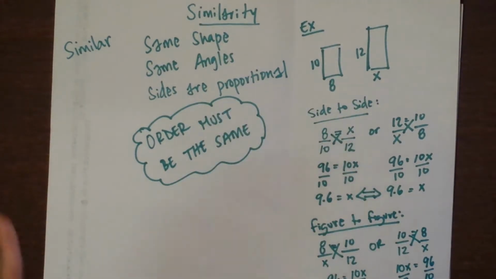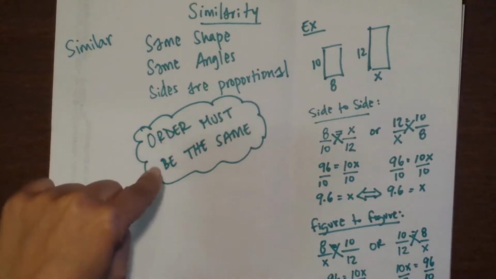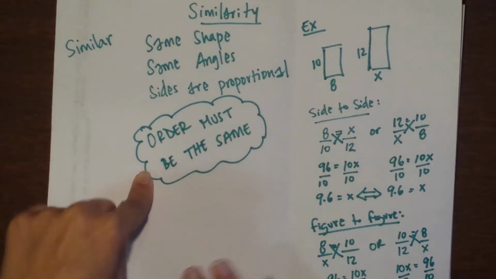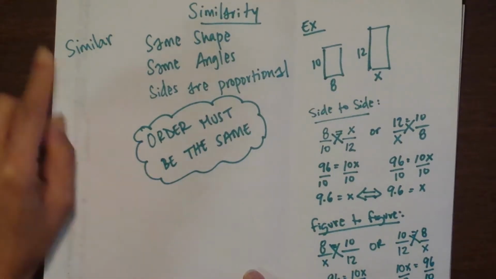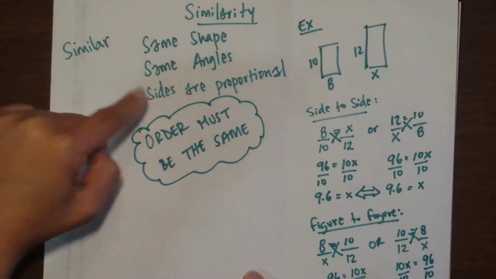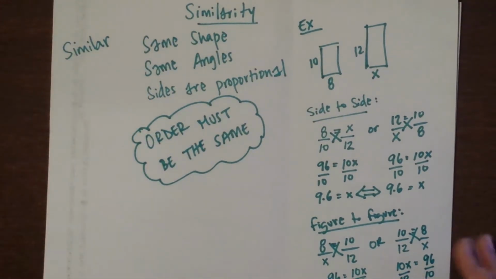So again, let me say this again. Order has to be the same. So whatever you start from, make sure you stay consistent. Order must be the same. Again, similar: same shape, same angles, sides are proportional. Well, we have to add on to what we've already done in class.